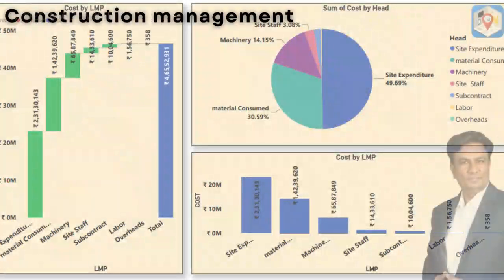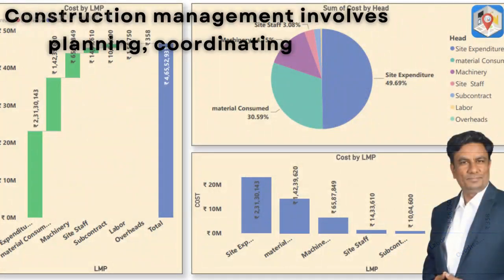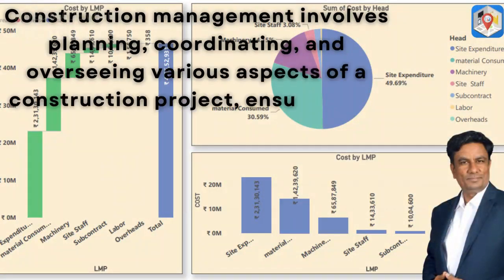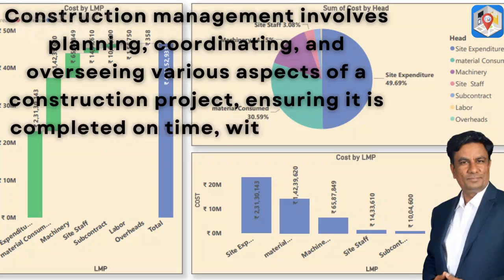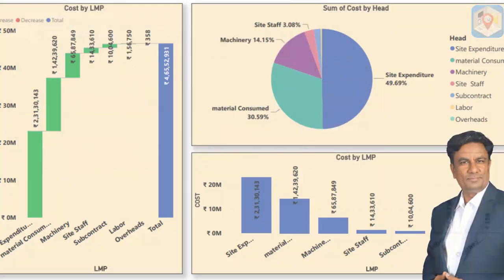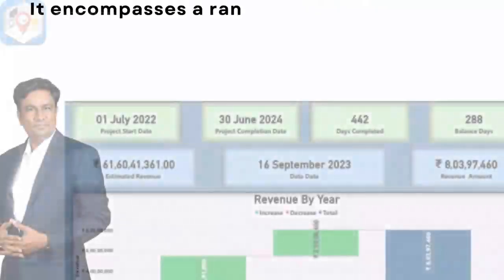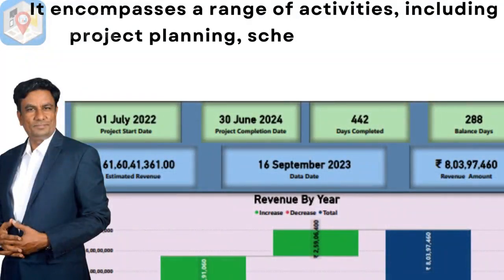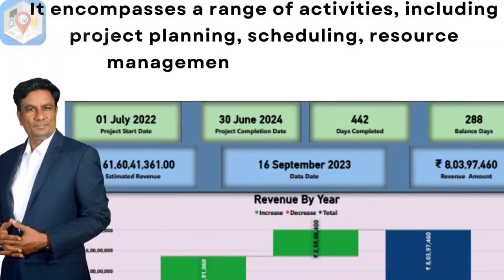Construction management involves planning, coordinating, and overseeing various aspects of a construction project, ensuring it is completed on time, within budget, and meets quality standards. It encompasses a range of activities, including project planning, scheduling, resource management, cost control, and communication among stakeholders.